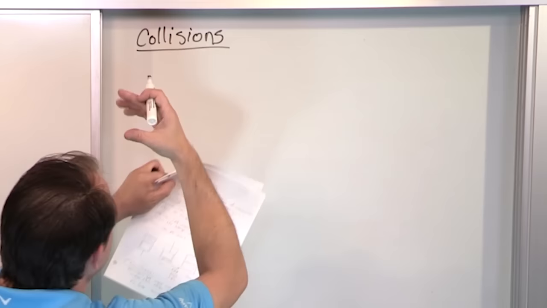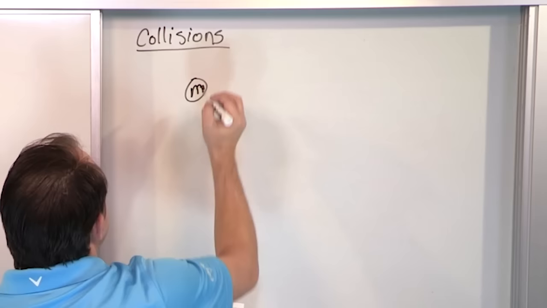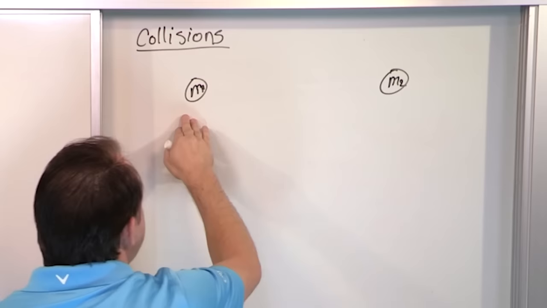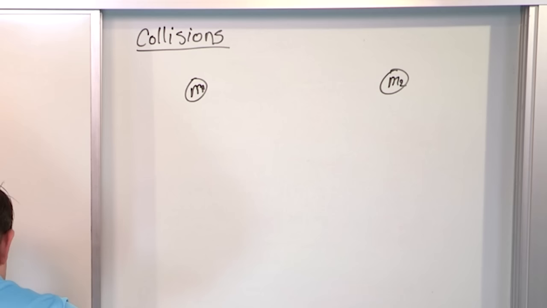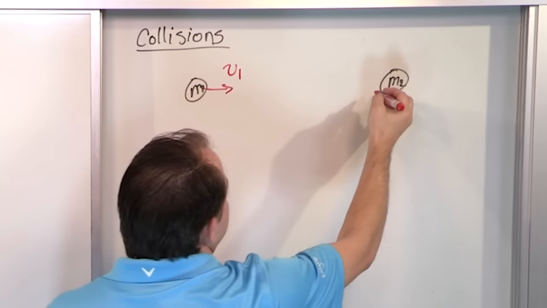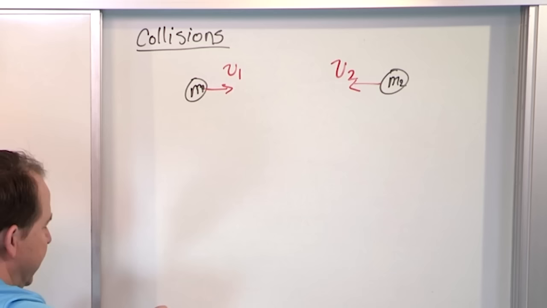Like, let's say I have some mass, M1, and I have another mass over here, M2. I don't know what the masses are, but this could be 5 and this could be 25 or something. It could be different, right? And then this thing is going this direction at some velocity, V1. It could be like 100 meters per second or something. And this one's going in the opposite direction, V2, and it's a different velocity. So different masses and different velocities, they smash into each other.